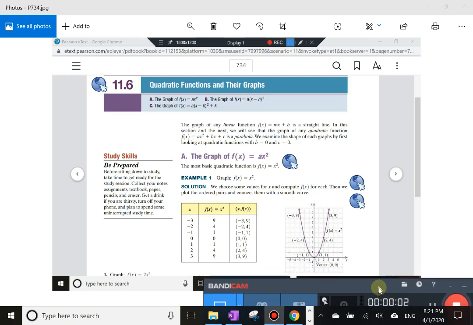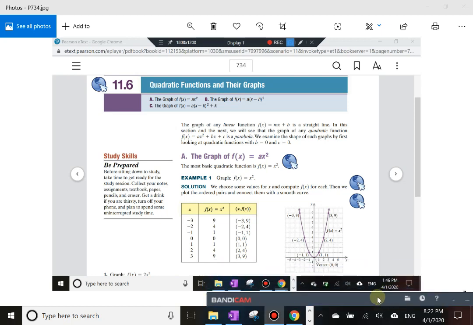Hello everyone. In this section we're going to look at quadratic functions and their graphs. We're going to learn how to graph the general form of quadratic functions. Now we will be looking at some basic examples that are actually in the book. I'm going to go over the examples that are in the book and explain how we're going to graph these.